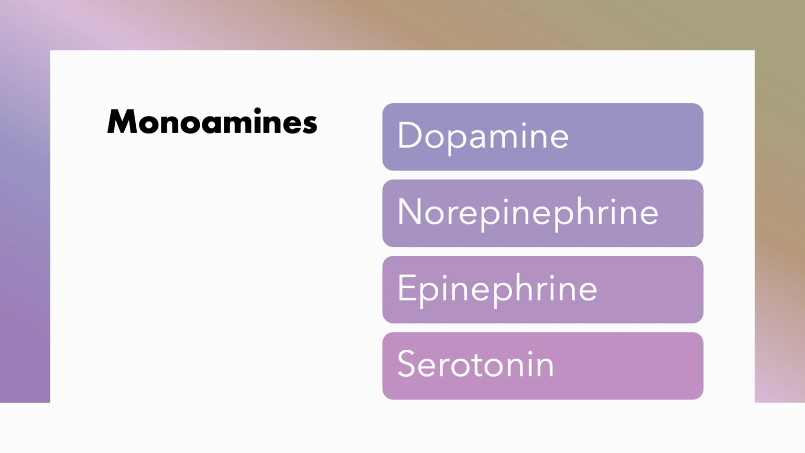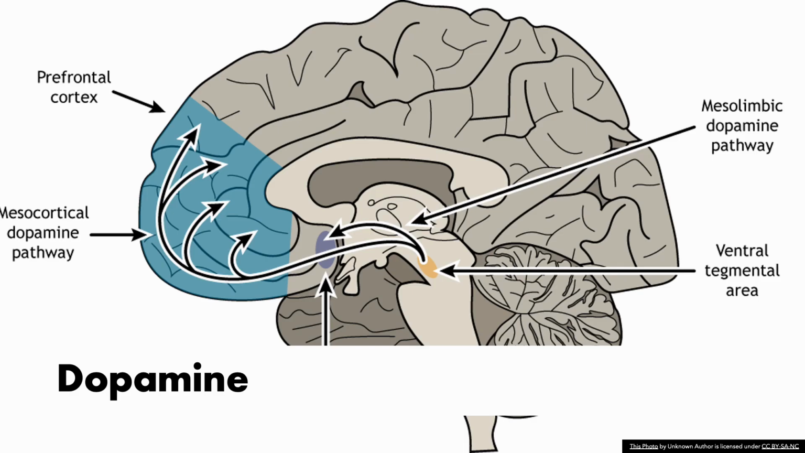The monoamines are also known as biogenic amines, and that's dopamine, norepinephrine, epinephrine, and serotonin. Dopamine is known as a catecholamine, and it's produced in the substantia nigra and the ventral tegmental area, the VTA. The precursor is tyrosine, removed from the synaptic cleft by monoamine oxidase, MAO, enzymatic action. There are 4 dopaminergic pathways: the mesocortical, mesolimbic, nigrostriatal, and tuberoinfundibular.